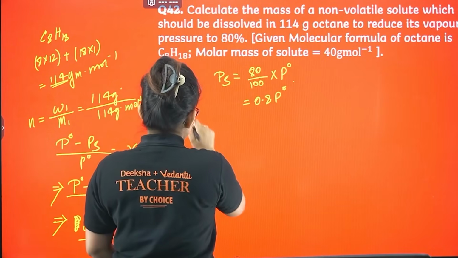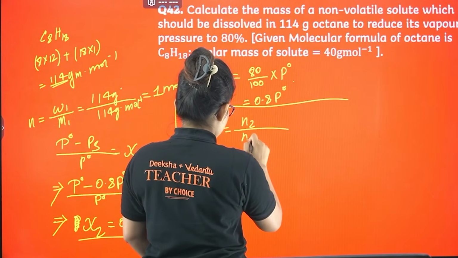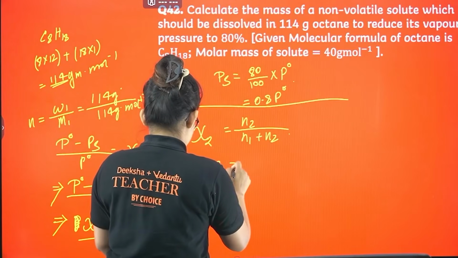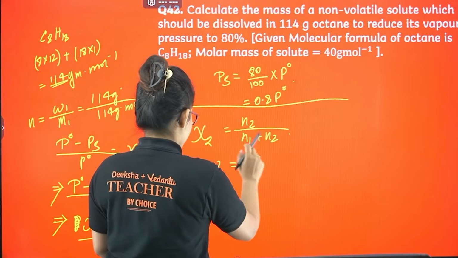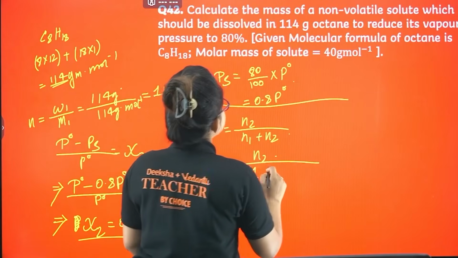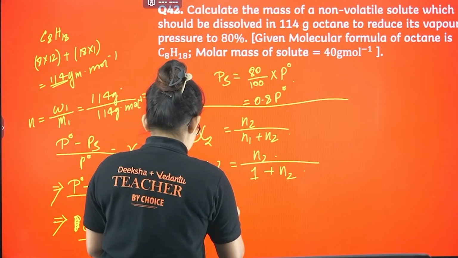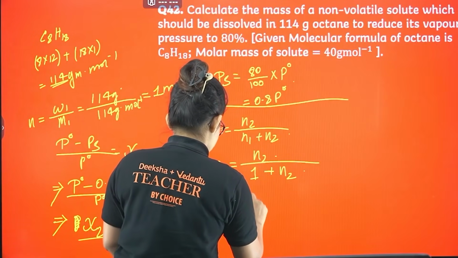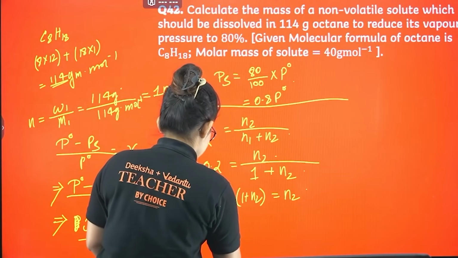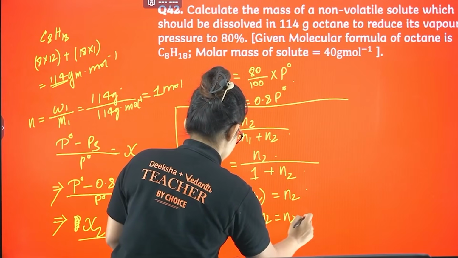How? Because mole fraction X2 is going to be N2 divided by N1 plus N2, right? X2 we know that is 0.2 and N2 we have to find out, right? N2 divided by what is N1, that is 1 mole, right? Plus N2, we have to calculate N2, right? So 0.2 into 1 plus N2 will be equals to N2. From there, if you further calculate, 0.2 plus 0.2 into N2 equals to N2. Okay.